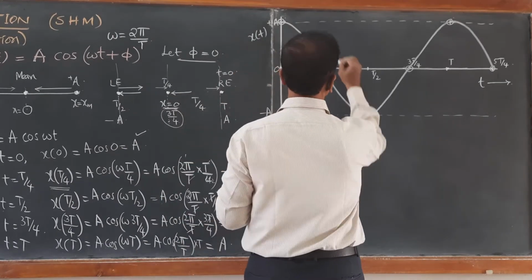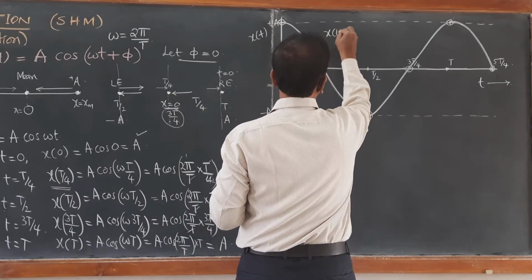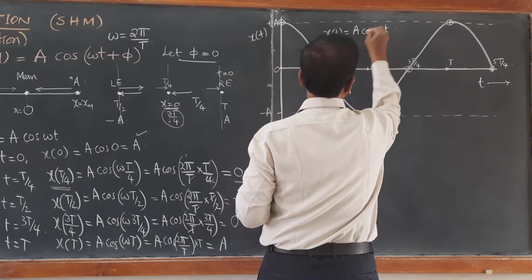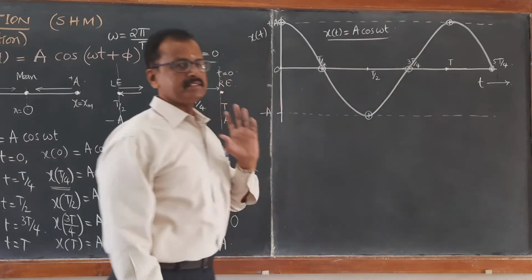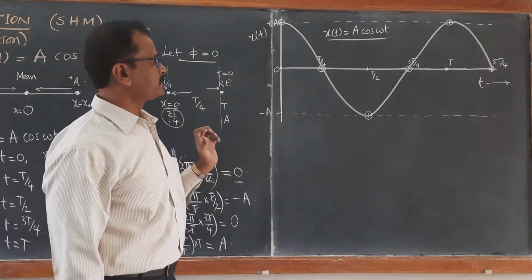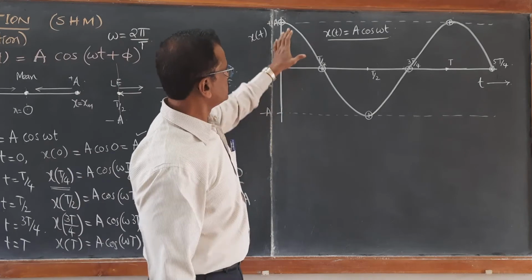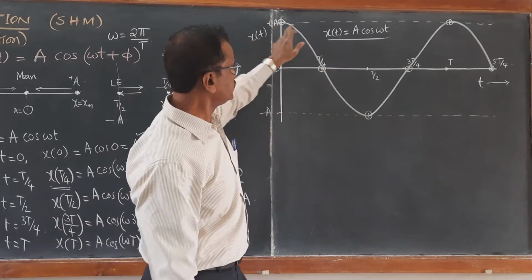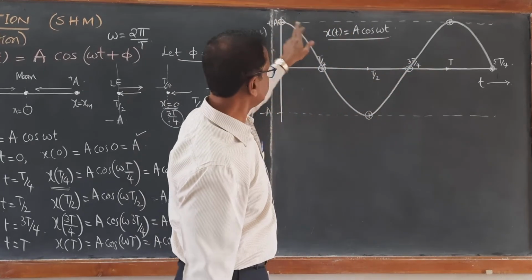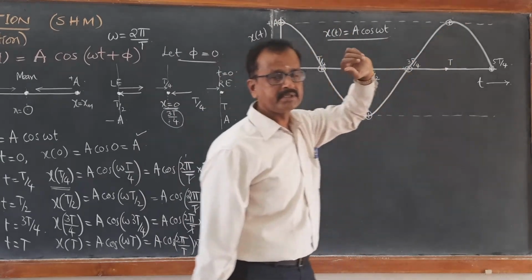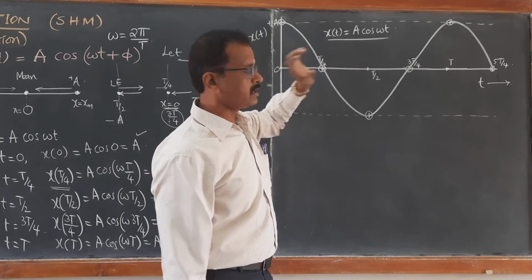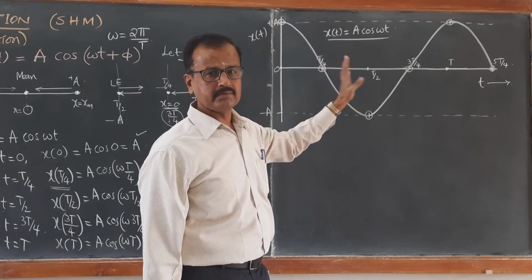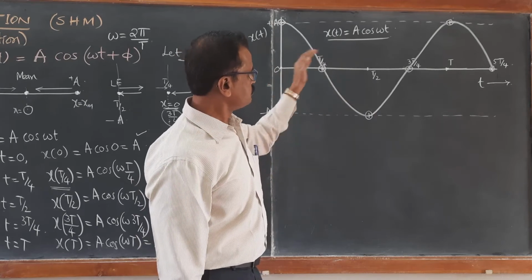So this represents x(t) = A cos ωt. So it varies in between plus A and minus A, right? So its time period is capital T. So in capital T time period, it completes one oscillation. So it is called a sinusoidal curve or cosinusoidal curve, right? It's a smooth curve like this.